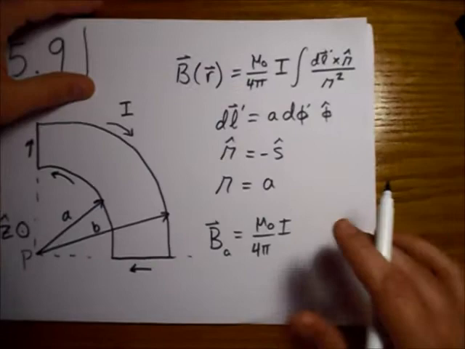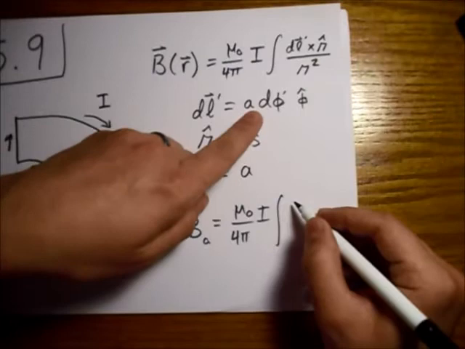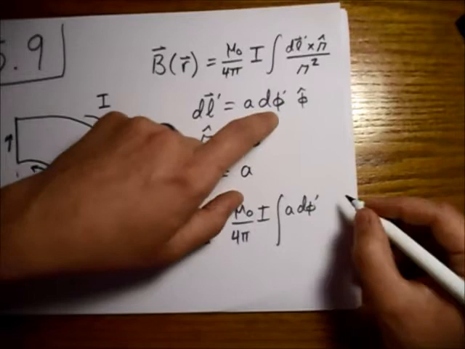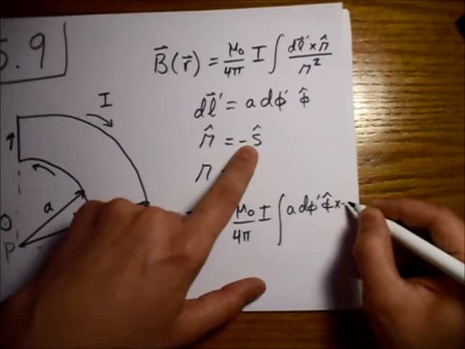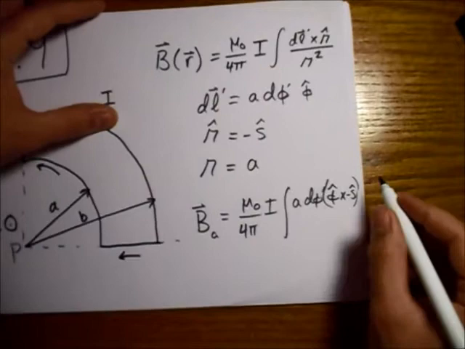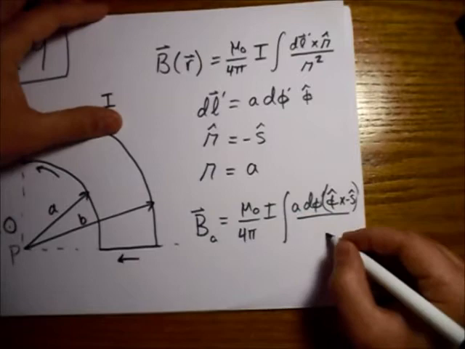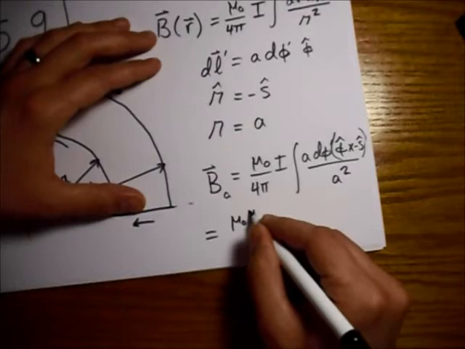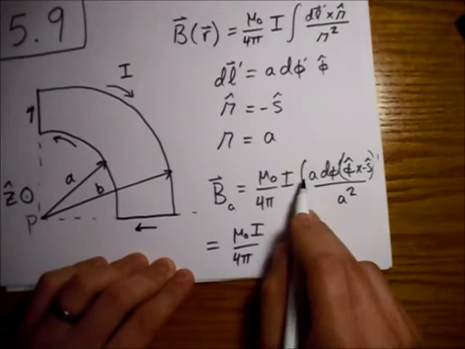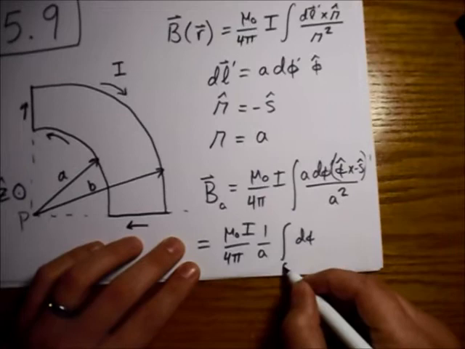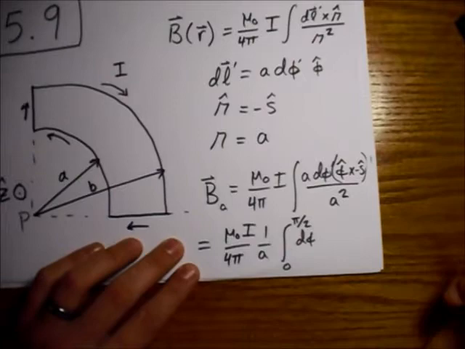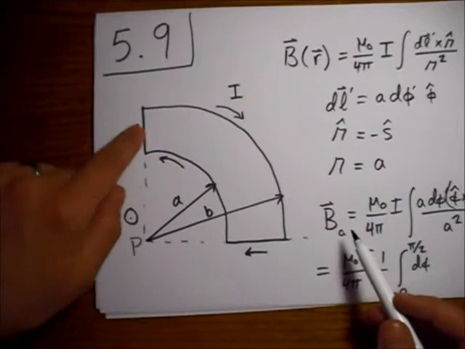So we have this a dφ prime, and then we have this phi hat crossed into our r hat, which is a minus s hat. It's kind of awkward to write; we'll clean it up in a minute. On the bottom we have r squared, and r is just a, so that's an a squared. So μ0 I over 4π, we have 1 over a left. Then we are integrating; we just have this dφ from 0 to π/2. Is that right? Yeah, π/2, because that's where our arc ends.